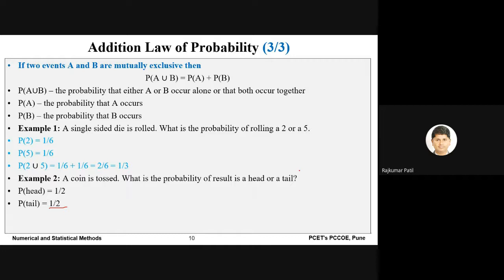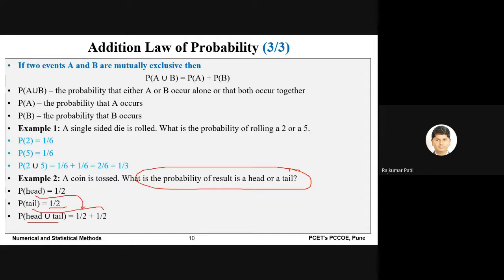And we are interested in the joint probability of getting either a head or a tail. So the probability of head union tail is equal to the probability of getting a head plus the probability of getting a tail, and the answer is 1. We know that the coin has only two surfaces, head and tail, so the total probability becomes 1.